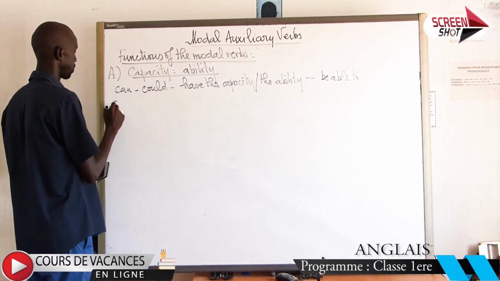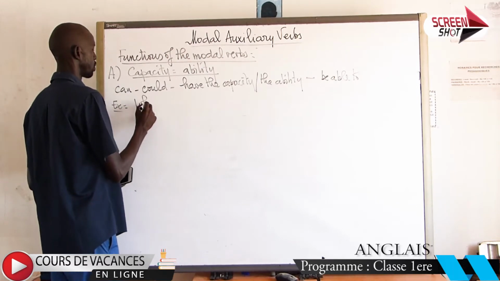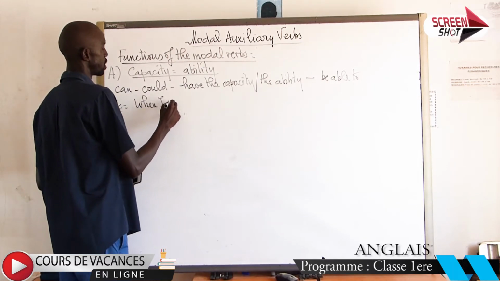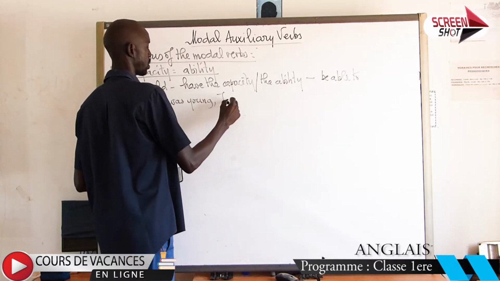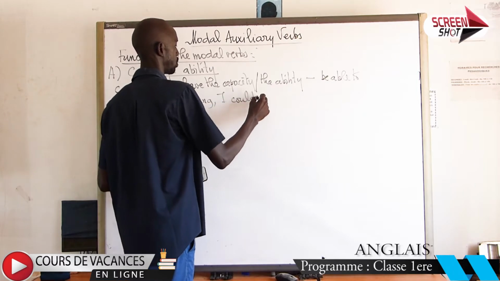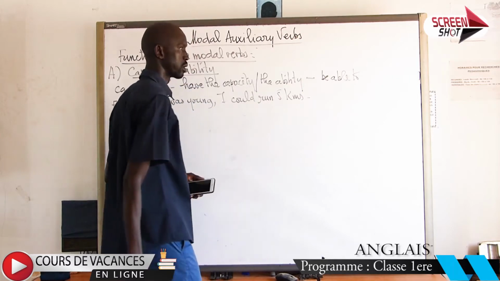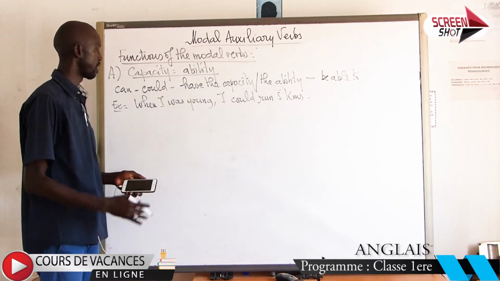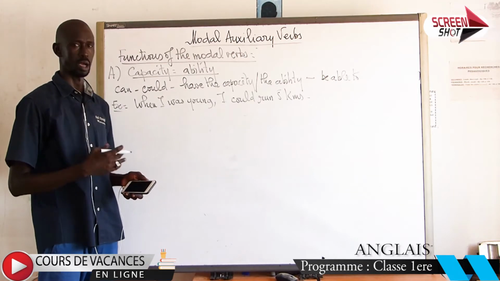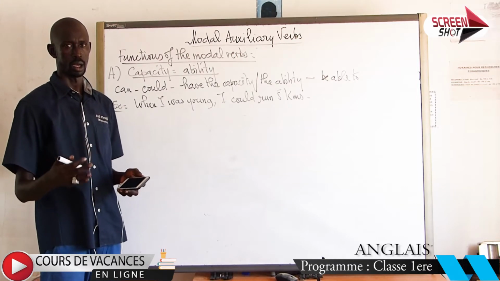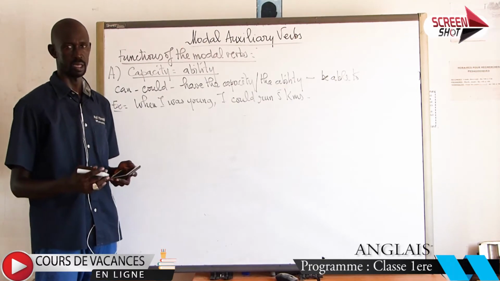For example, when I was young, I could run 5 kilometers. So here we have a capacity. That is what we call physical capacity. Because to run, that is physical. So here we have a physical capacity.